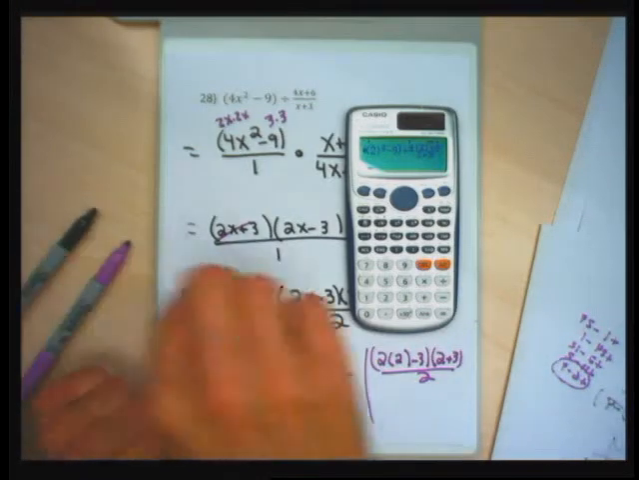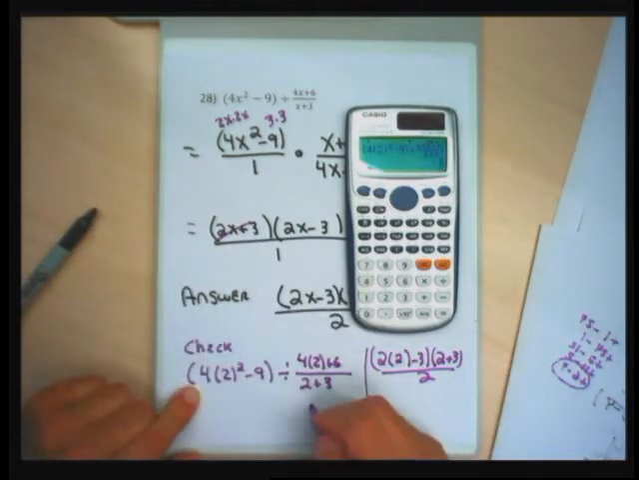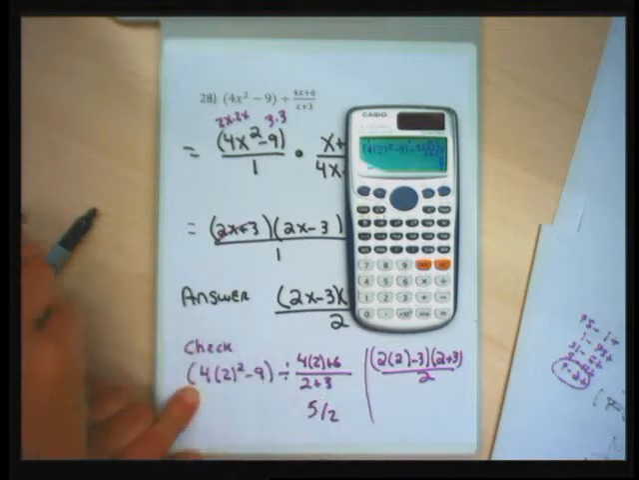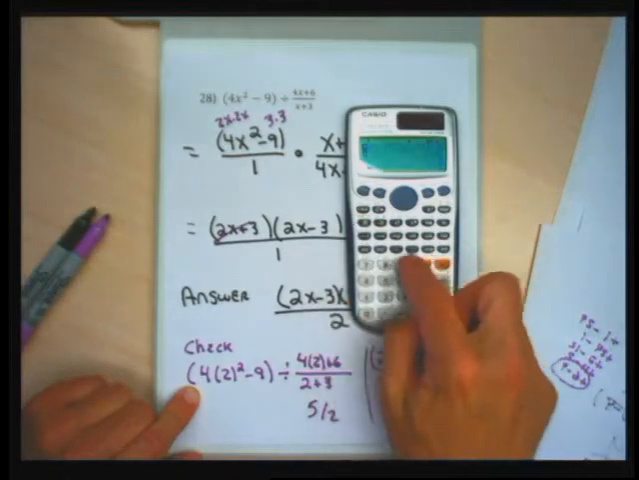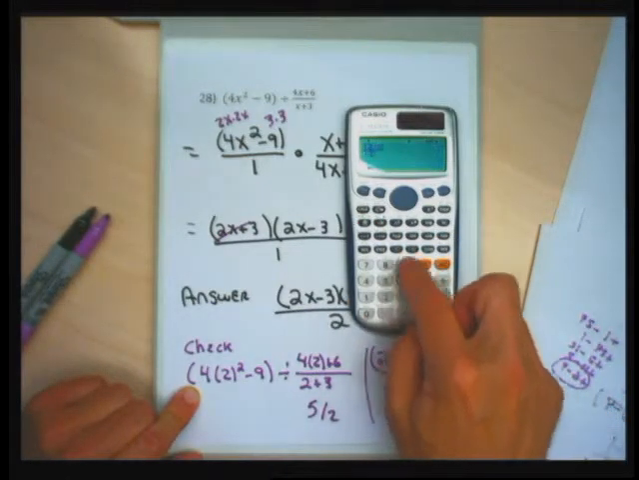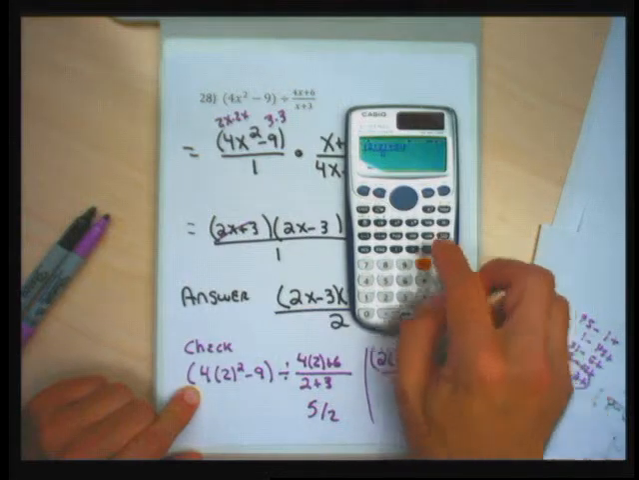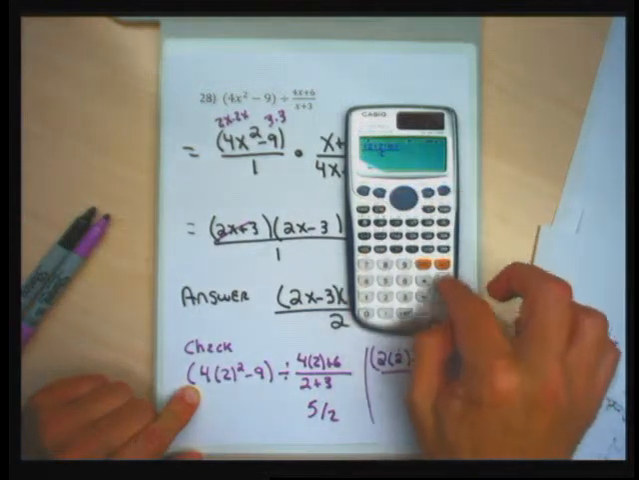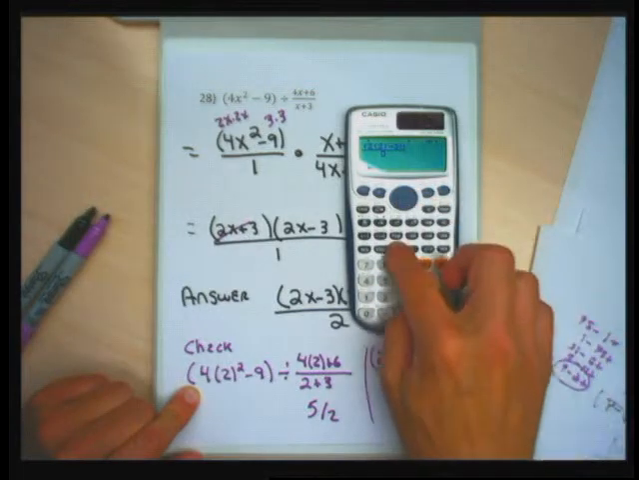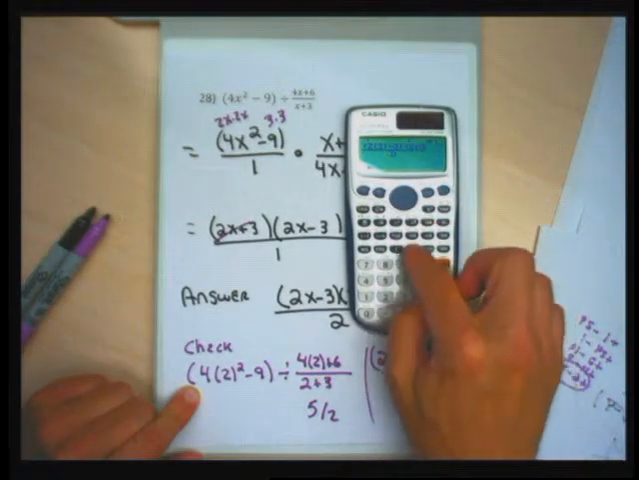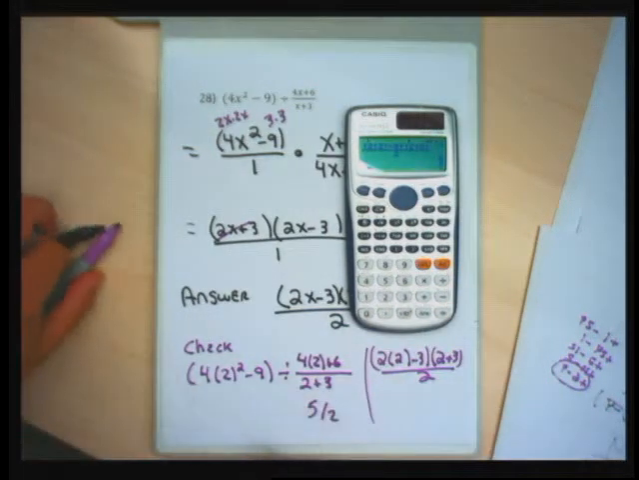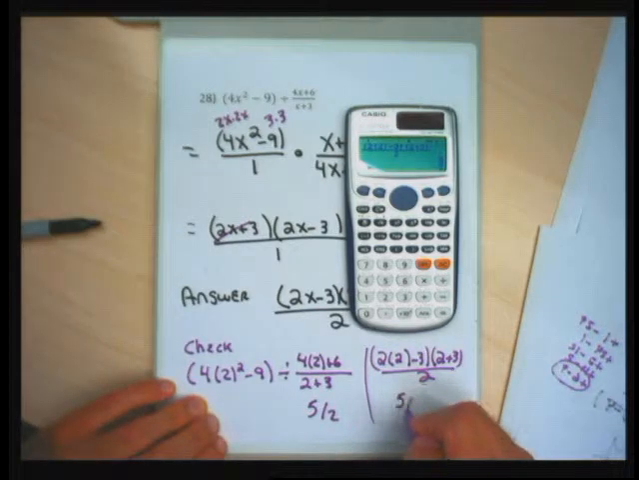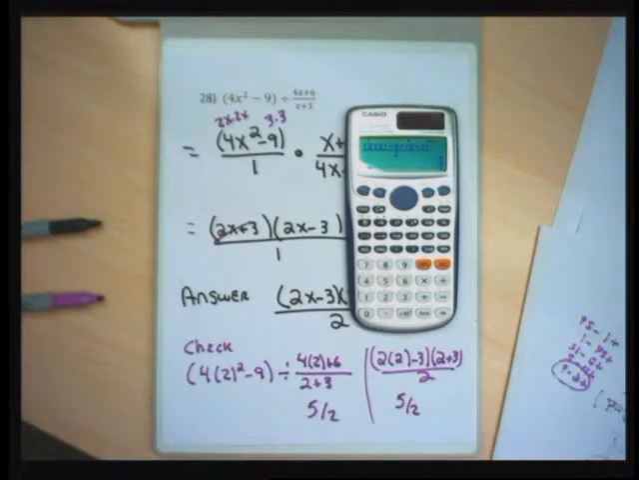So assuming I haven't messed up, I get 5/2 for plugging 2 into the original problem. Now I'm going to plug 2 into my answer. I'm going to go fraction, parentheses, 2 times 2 plus 3, should be minus 3, and then 2 plus 3 over 2. Better say 5/2. It does, so I feel good about this. If it hadn't said 5/2, then I'd have to start hunting around to figure out if I made a mistake on my calculator or if I made a mistake in my algebra.